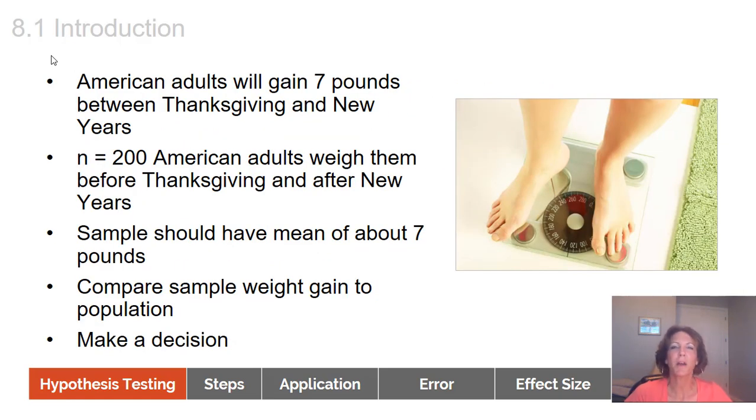So I'm going to give you a completely made-up example, but it kind of makes sense when you think about it. American adults will gain 7 pounds between Thanksgiving and New Year's. And so the population that we're talking about are all American adults. We have a sample, let's say N of 200 American adults, and we take this sample and we weigh them before Thanksgiving and after New Year's. And because we know something about the population, we say the sample should have a mean of about 7 pounds as well. So we compare our sample weight gain to the population, and then we make a decision.